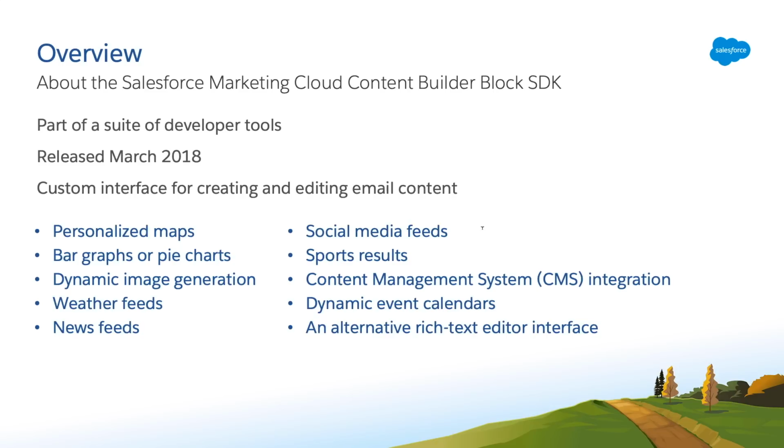So any Marketing Cloud user can create sophisticated content in a fraction of the time that it would take to code. And there are many applications for this. It could be, maybe you want to include a personalized map, using the Google Maps API and AmpScript HTTP post request to interact with that. Maybe it's generating dynamic pie charts or bar graphs using the Google Charts API. It could be for weather and news feeds, social media. Maybe it's integration with a content management system.